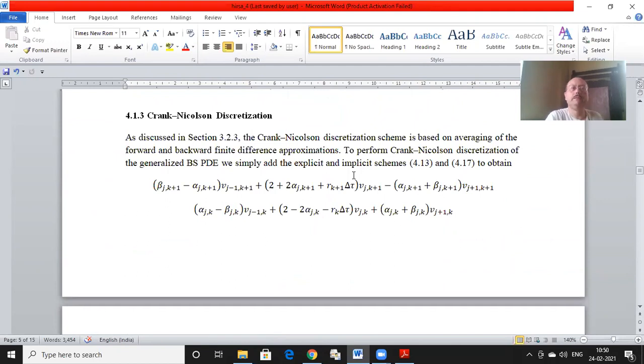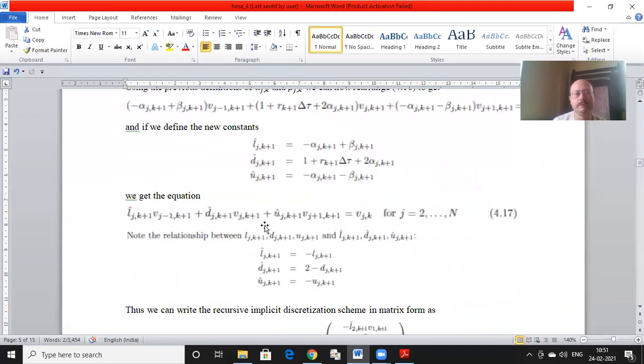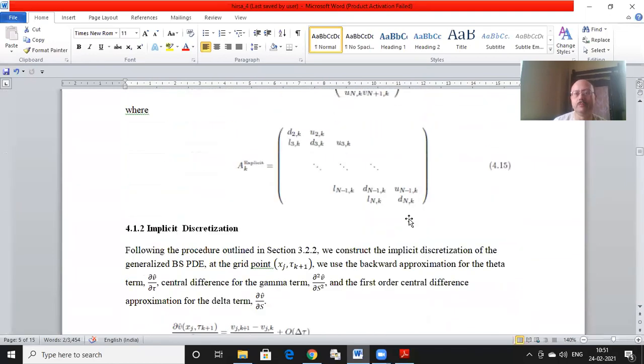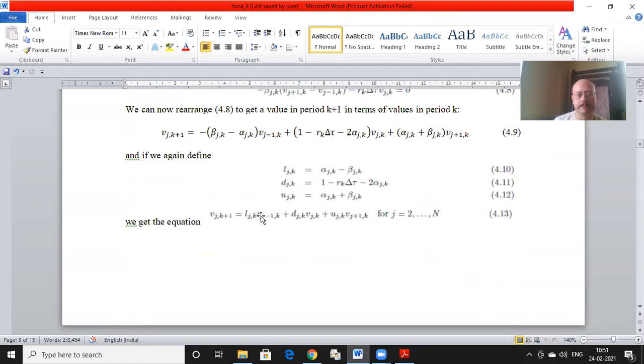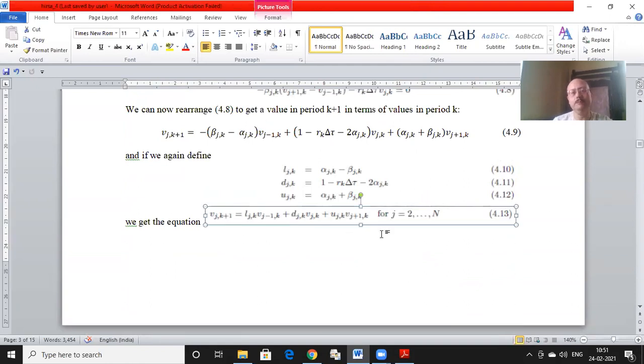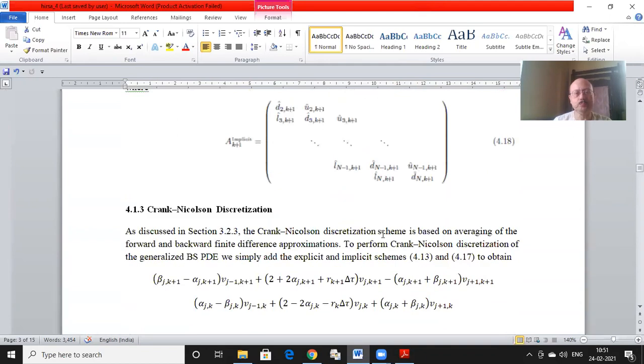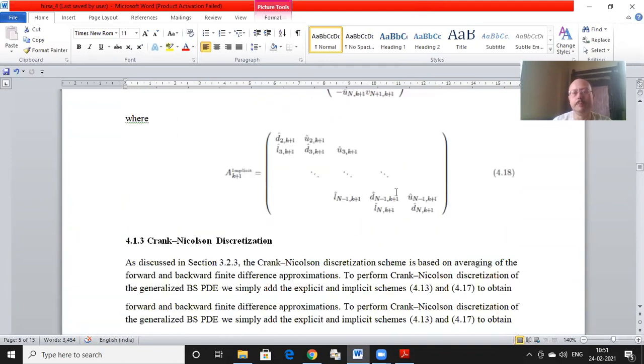So we know that we can also combine these two to get a better approximation, as in the Crank-Nicolson scheme. This is section 3.2.3 that we are referring to in the last chapter. The Crank-Nicolson is based on averaging of forward and backward finite difference approximations. So what we will do is we will just add up 413 and 417. 417 is the implicit scheme, and of course 413 is the explicit scheme here. So we are going to combine these two. In effect, we will be combining these two matrix equations.